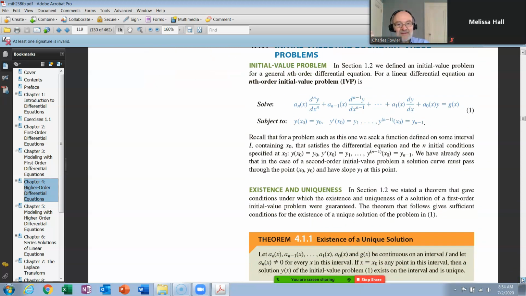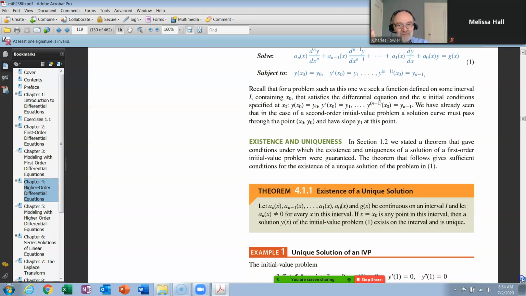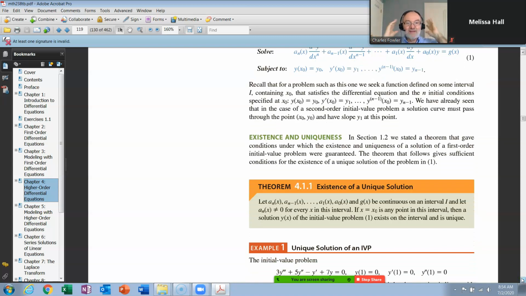Now, existence and uniqueness. When we're talking about things like this, solutions. Back in section 1.2, I don't remember that far back, but somewhere back there, we stated a theorem that gave conditions under which the existence and uniqueness of a solution of a first order initial value problem was guaranteed. The theorem that follows gives sufficient conditions for the existence of a unique solution to this one. That was before first order, this is multi-order.